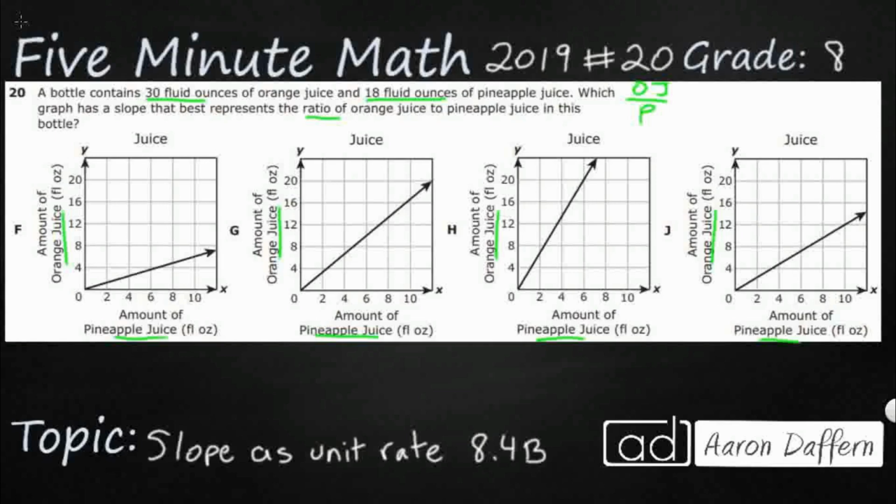Remember, when we're dealing with slope, it is rise over run. That's the change in y over the change in x. That's why I put the y on top. Really, we're just going to take two y coordinates and subtract them, and take two x coordinates in our denominator and subtract them. In this case, they gave us 30 over 18. That's what we're starting with as our ratio, 30 OJ to 18 pineapple.